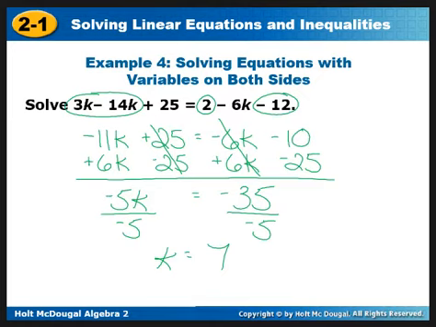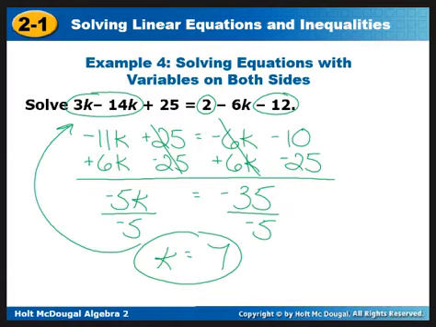Now again, you could go back up to the top with this solution and fill it in, and it should make your equation true if that truly is the correct answer.